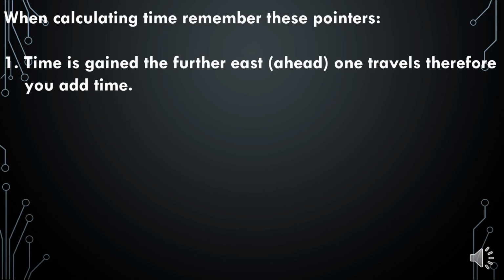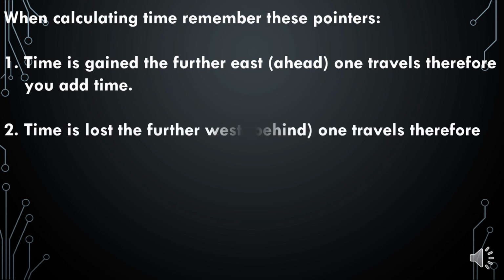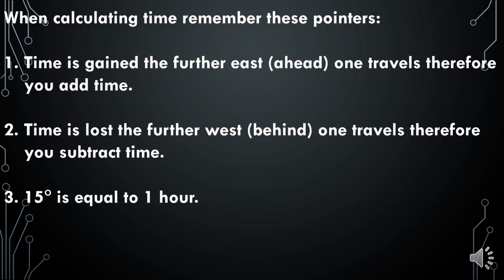1. Time is gained the further east one travels. Therefore, you're going to add. 2. Time is lost the further west one travels. Therefore, you will subtract time. 15 degrees is equal to 1 hour, and 1 degree is equal to 4 minutes. Each and every one of these pointers will be applied in our lesson.